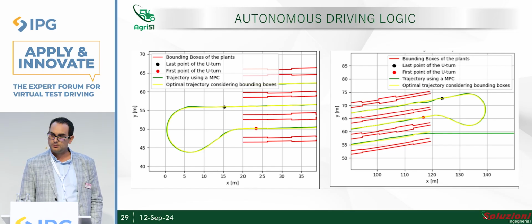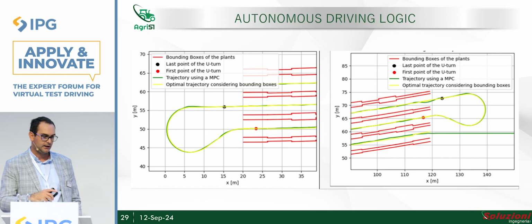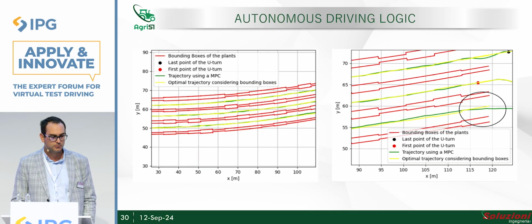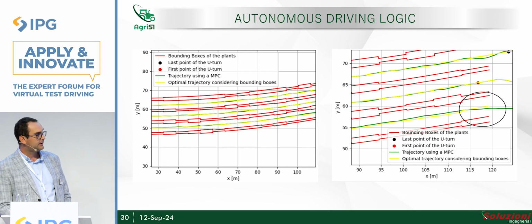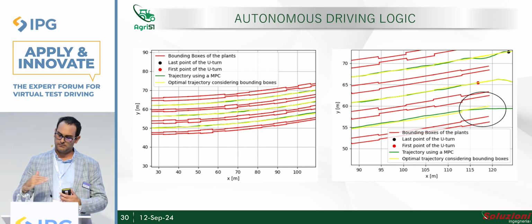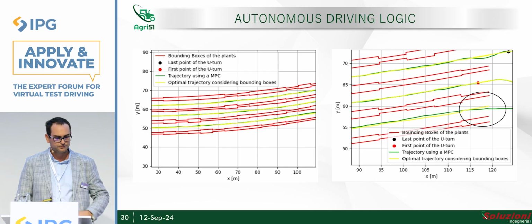Here we can see a zoom of the two U-turn phases with the indication of the starting and ending point of the phase. And here instead a zoom of some parts of the straight phases. In the right graph is highlighted the error that the tractor makes when it enters the vineyard for the first time.